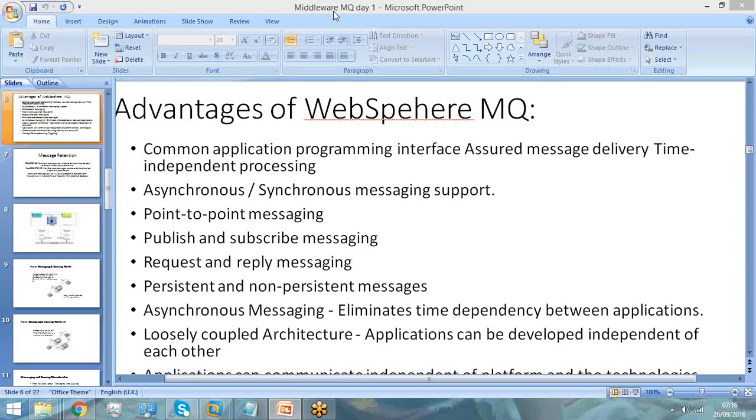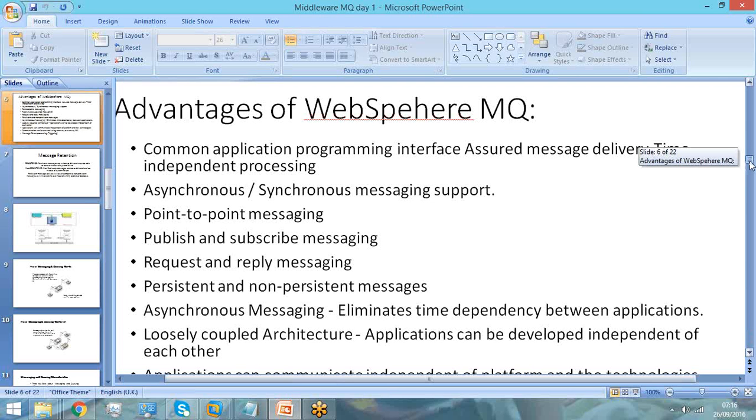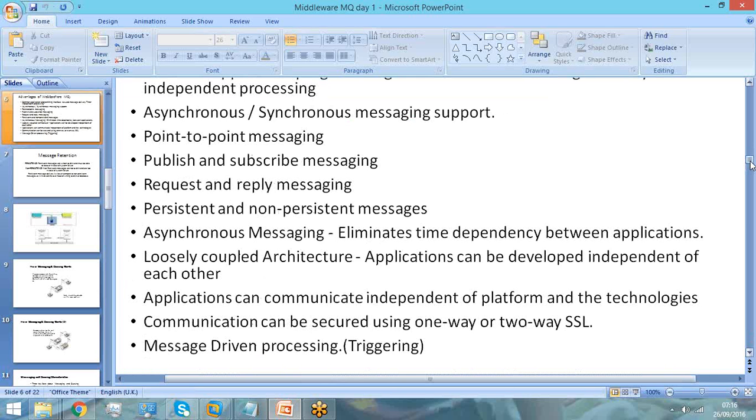Next one is a loosely coupled architecture. I have written it is loosely coupled architecture. What is loosely coupled architecture?